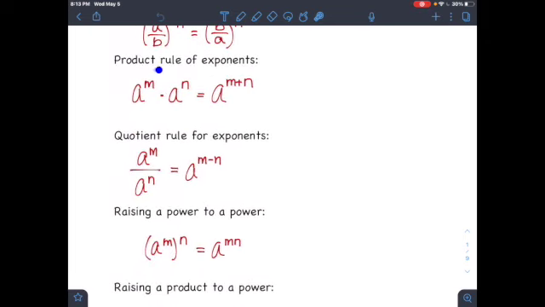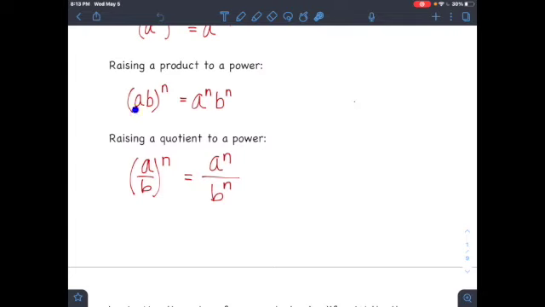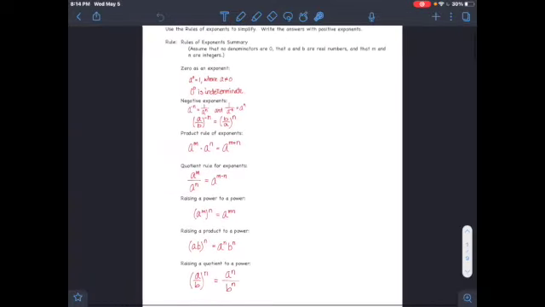Next one, product rule of the exponent. The product rule is when you multiply, the m and n just get combined by adding. Quotient rule for exponents: a to the m over a to the n. Think about it, this is a huge minus sign. A to the m minus n. Raising a power to a power, you multiply them. Raising a product to a power, the product right here to a power, both of them get the n. Next one, raising a quotient to a power, division to the n, both of them also get the exponent. So now we're going to use all those rules on all the exponents that we're going to be talking about.